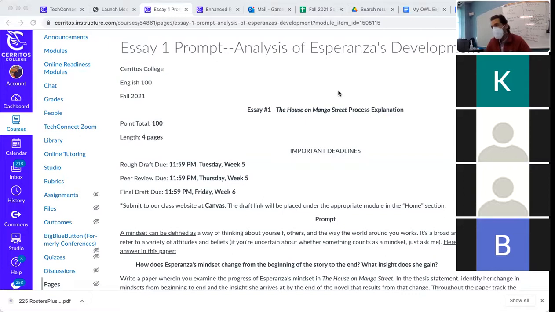As you are reviewing the prompt, I want you to think of 2 questions. What do you need to do to finish this paper? And what is unclear? I will type those into our chat.